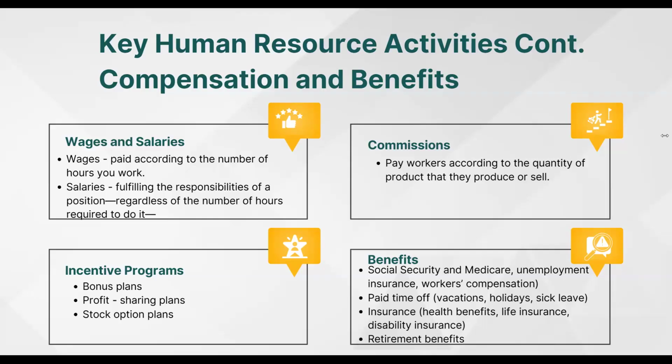So one way of getting paid is through wages and salaries. Wages are paid according to the number of hours you work. So if you work 40 hours in a week and make $20 an hour, you're getting paid $800 per week. Salaries are paid for fulfilling the responsibility of a position regardless of the number of hours required to do it.